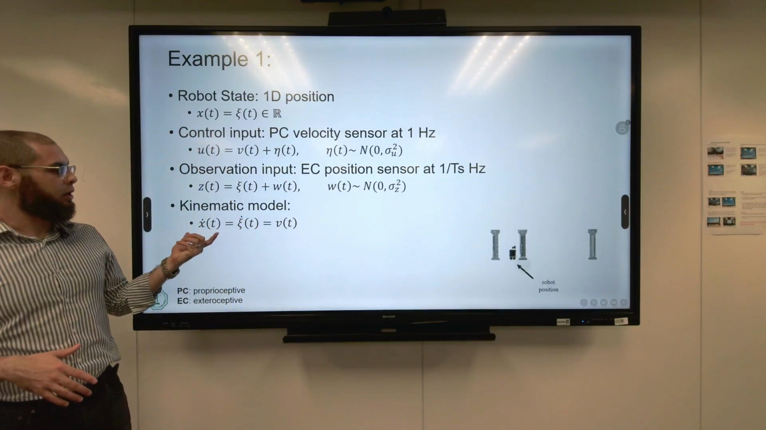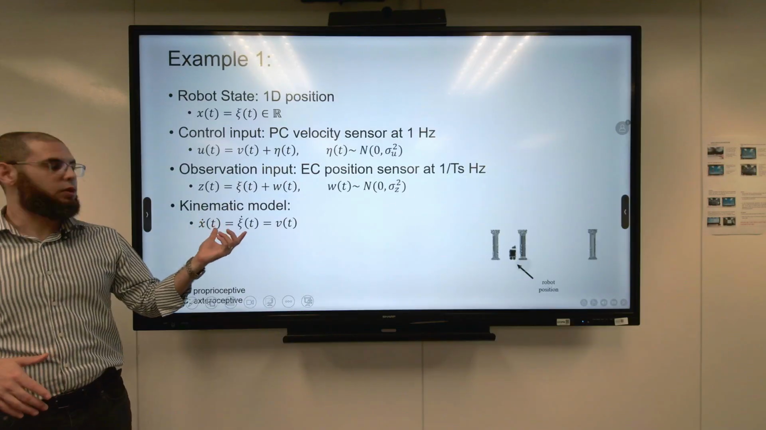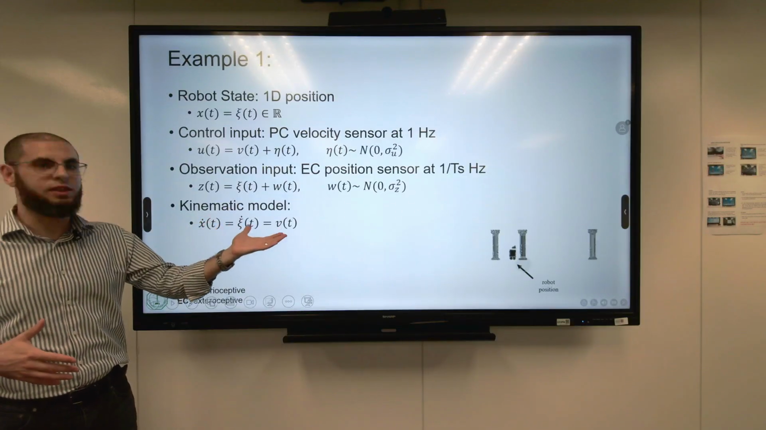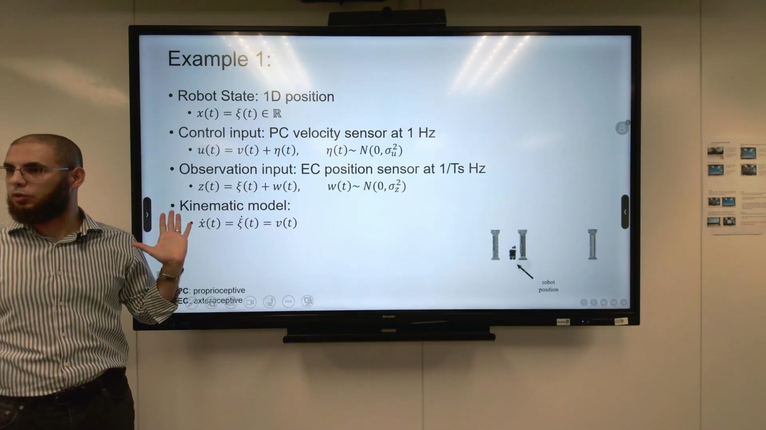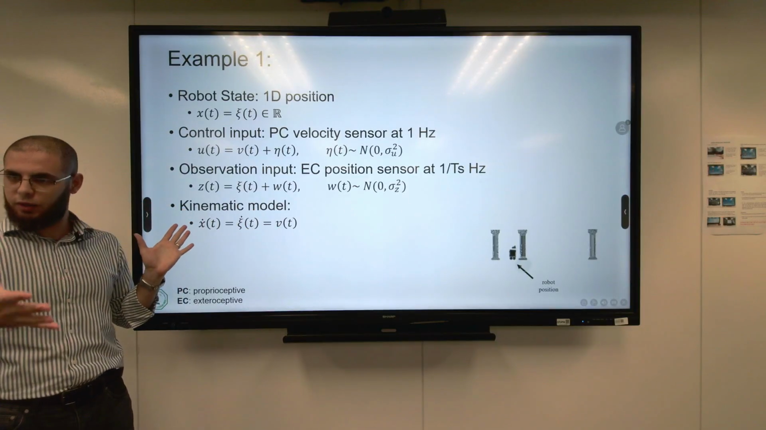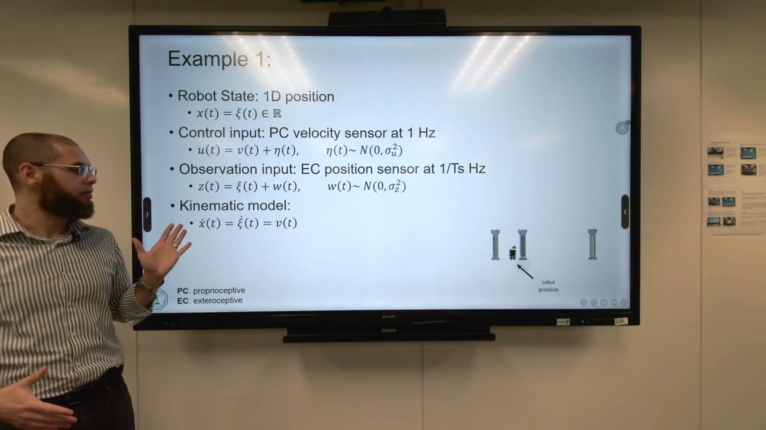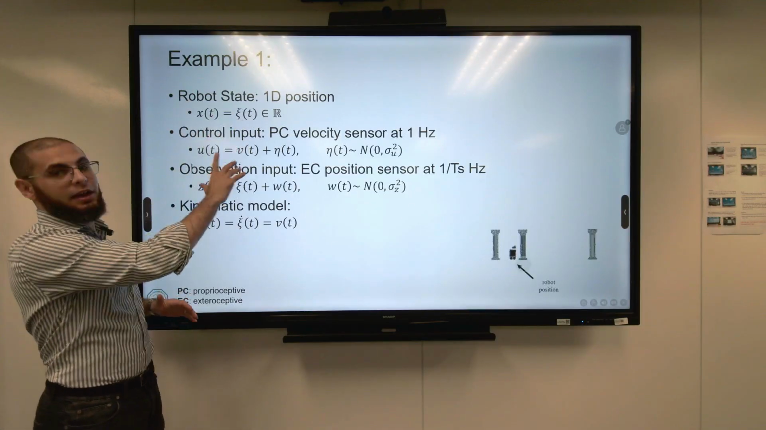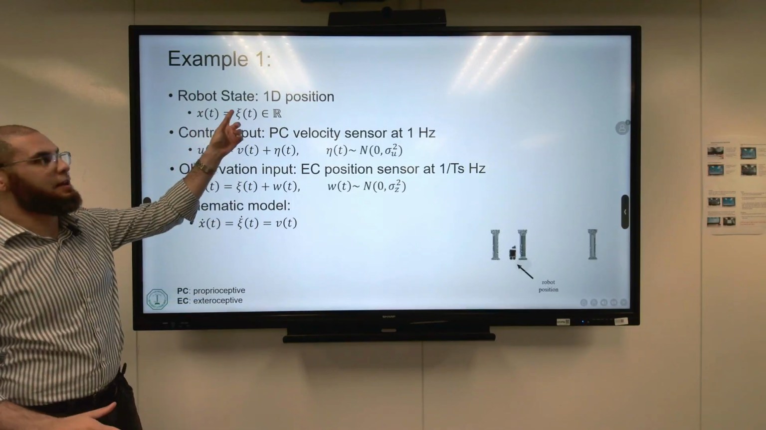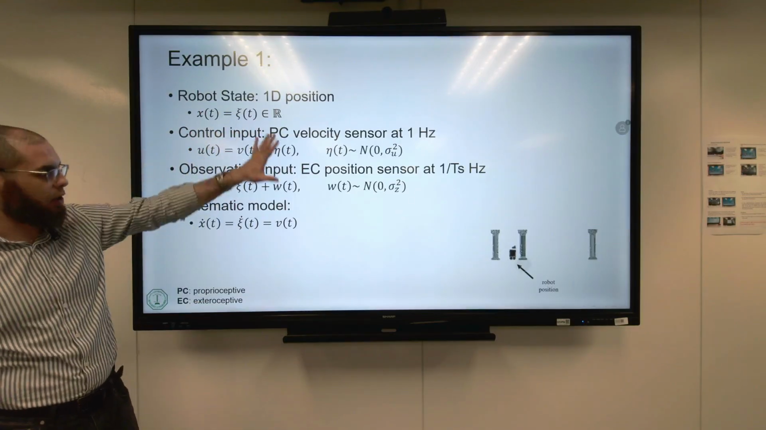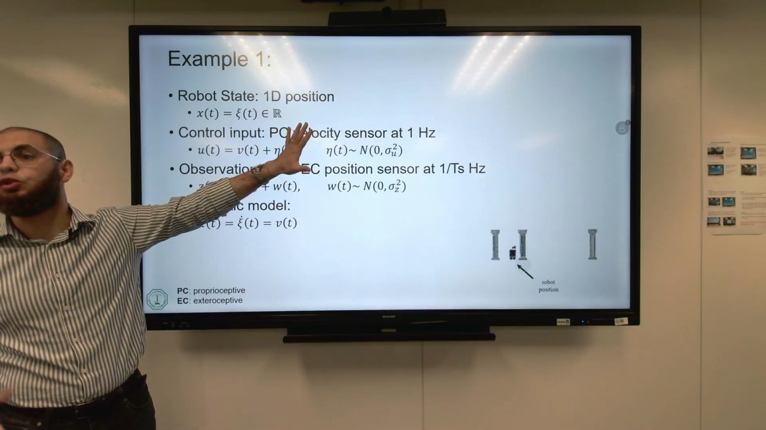And the kinematic model, you see x dot is equal, the x here is the psi, so psi dot is equal to v. That's the simple model that we're using, again because of this simple problem. We're going to look at more complicated stuff. The reason I put the bracket and the time here explicitly is just to tell you that this is continuous time.